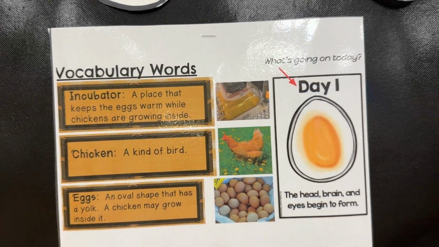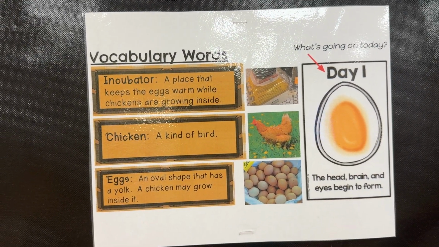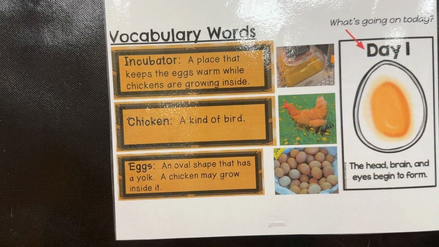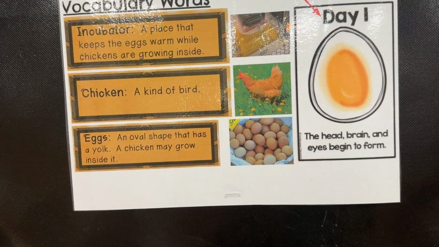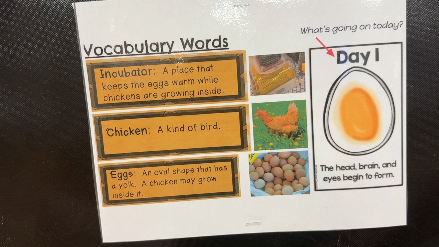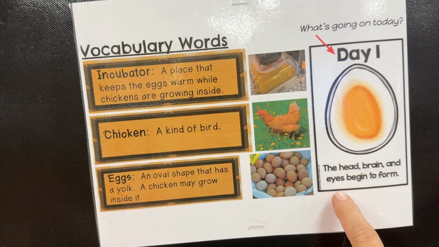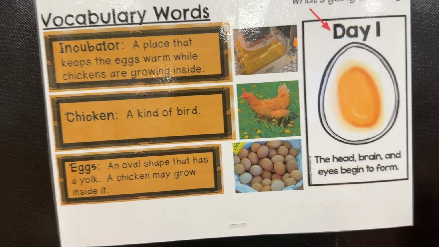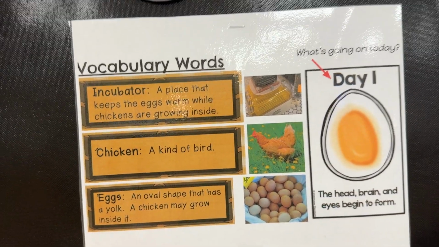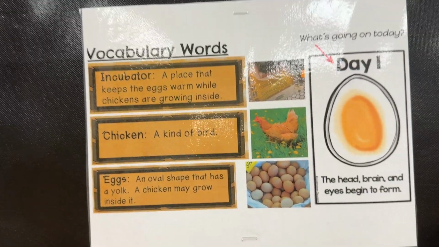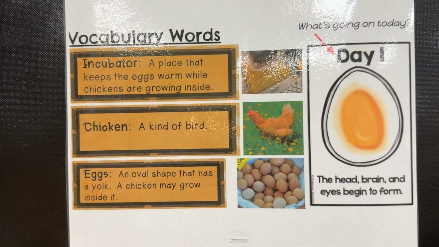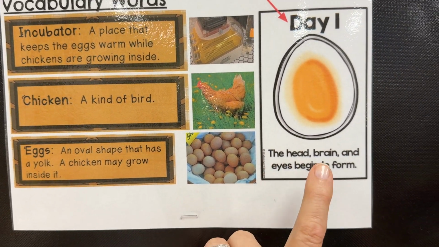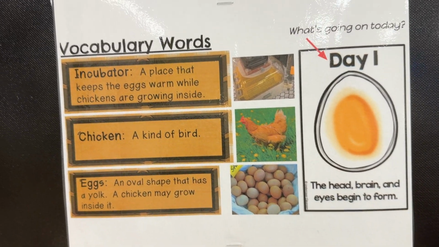Now, what my students are going to be doing is writing a narrative story today. They're going to start one called Let Me Out. It's about a chicken that's stuck inside of an egg, and we're going to use these factual information pieces, the head, brain, and eyes begin to form, to talk through what our chicken is feeling like as he's stuck inside this egg. So today the kids are going to be writing about how the head is growing, the brain is forming, and the eyes begin to form.